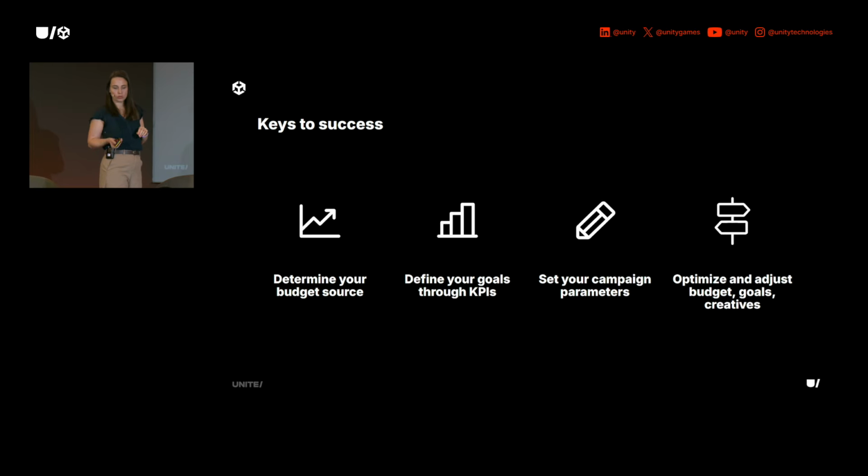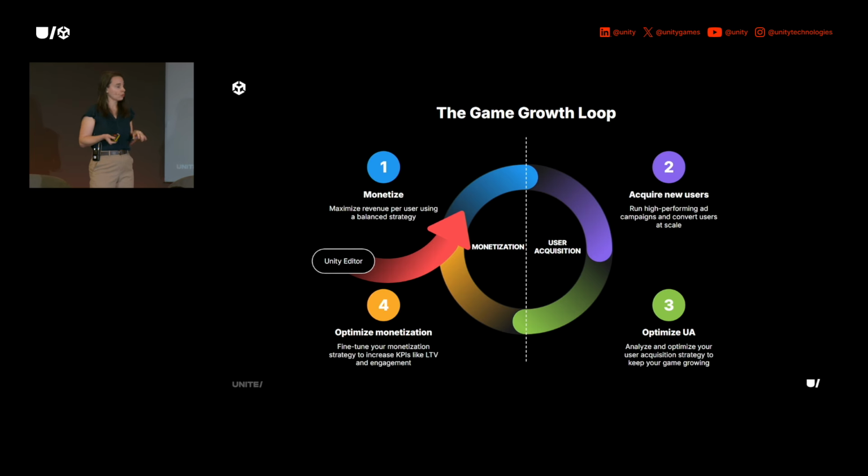So to bring our discussion to a close on the user acquisition side, we talked about the budget source, right? We talked about how important it is to define KPIs, how to set up the parameters, MMP, geo, budget, and then how to optimize and adjust it. So, as you can see, we went through the whole thing, and I hope that this gave you a solid concept, how to approach this, how to think about the strategy here.